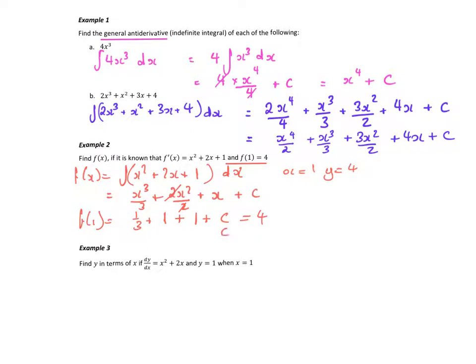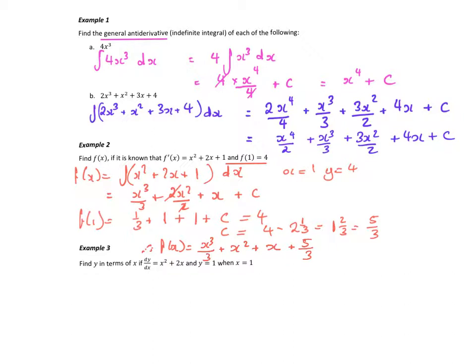Bring it over the other side. So 4 minus 2 and 1/3. And what are we left with? We're left with 1 and 2/3. Or as an improper fraction, it is 5/3. Therefore, we now can write what f of x is equal to. F of x is equal to x cubed on 3 plus x squared plus x plus 5 on 3. So we now have our constant there.